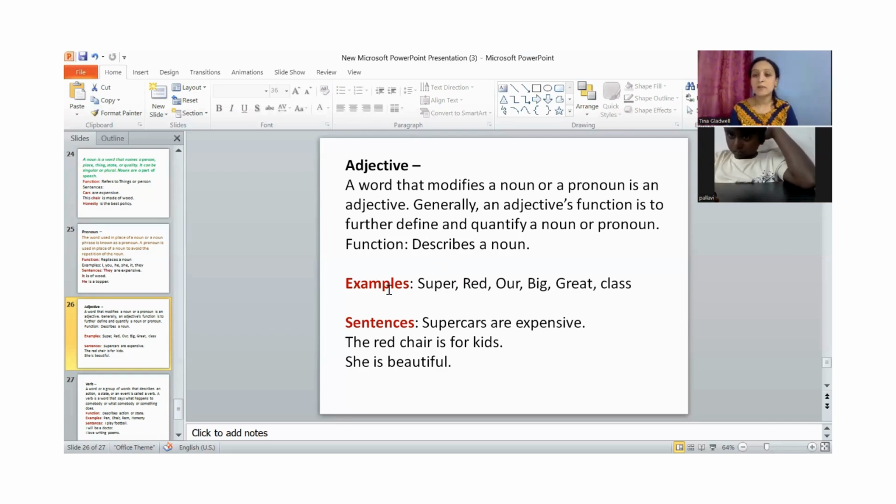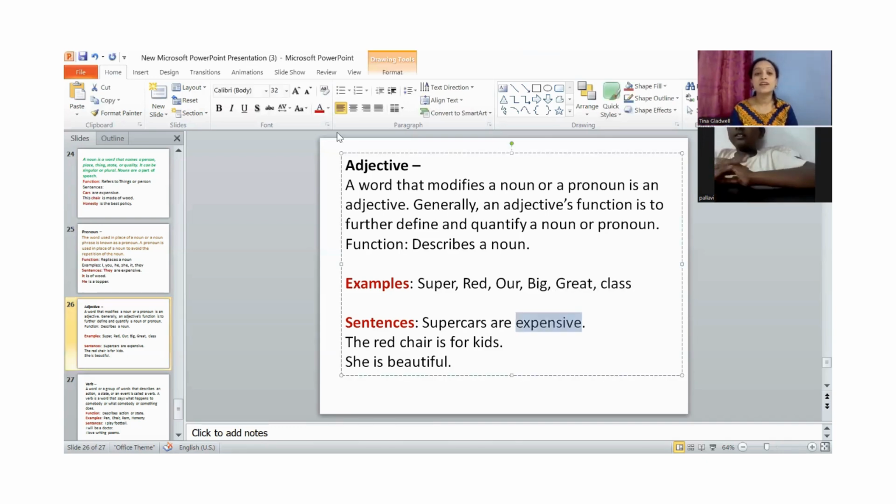Now let's see some examples. Super, red, big, great, class. All these are examples. Now let's identify the adjectives in the below sentences. Supercars are expensive. Supercars, what are they? I'm describing that they are expensive. So expensive here is an adjective.